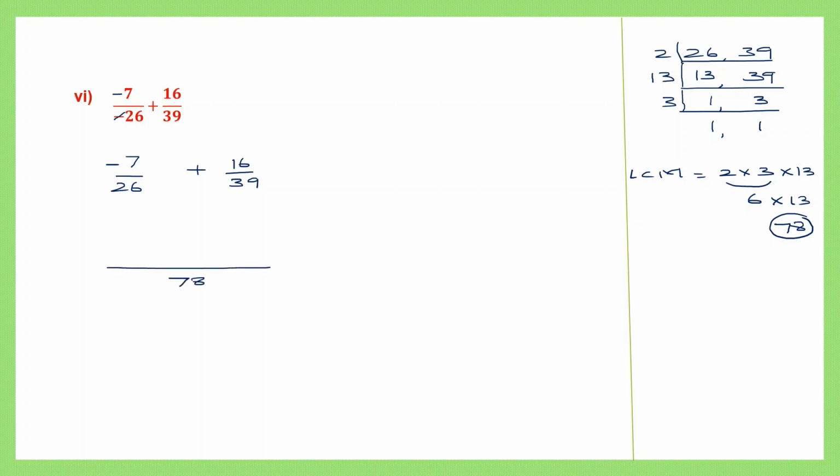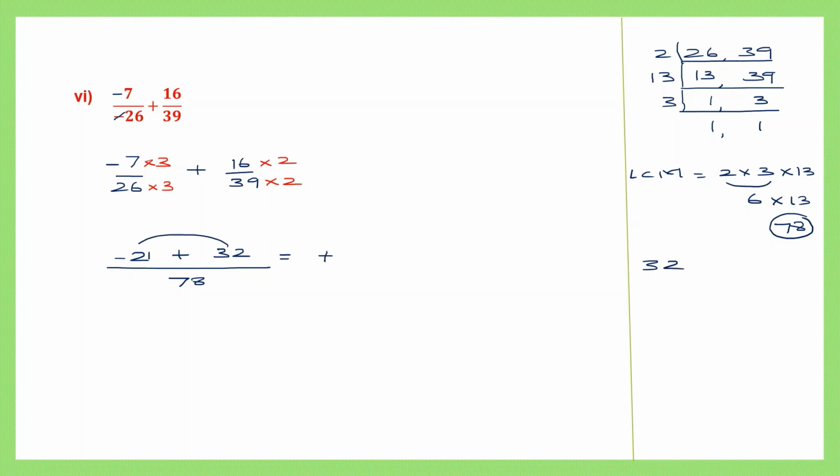Now look at the first rational number, denominator is 26. Now 26 into 3 is 78. So minus 7 into 3 will be minus 21 plus the second rational number, denominator is 39. 39 into 2 is 78. So multiply 16 into 2. 16 into 2 is 32. So what do we have here? Minus 21 plus 32. Put the sign of the bigger number and subtract 32 minus 21.